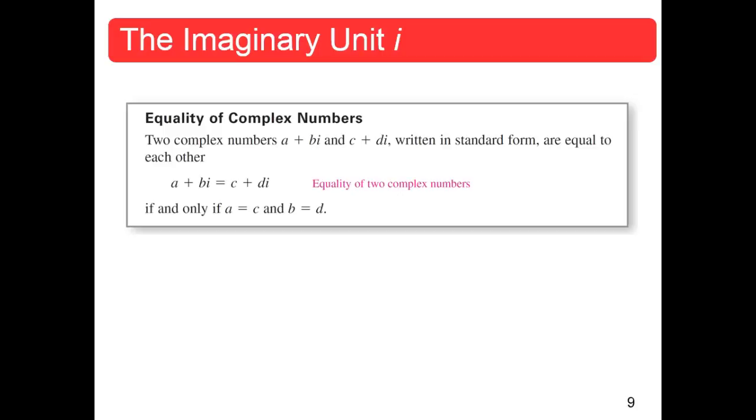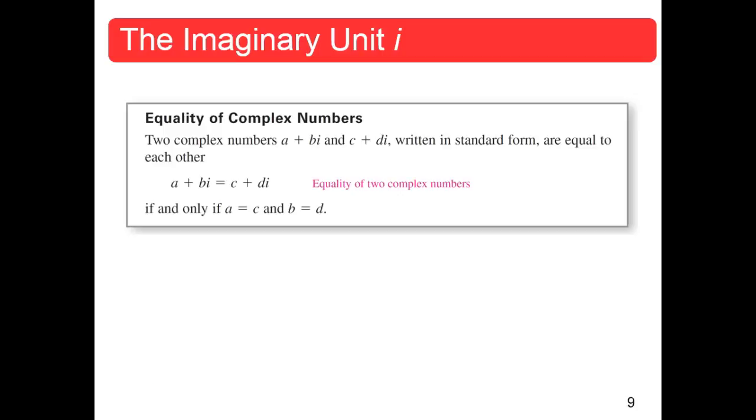So, what do we mean by two complex numbers being equal? Two complex numbers, a plus bi and c plus di, written in standard form, are equal to each other if and only if a is equal to c, in other words, the real parts are the same, and b is equal to d, the imaginary parts are the same. Only way you can get that, okay? If a is equal to c and b is equal to d.